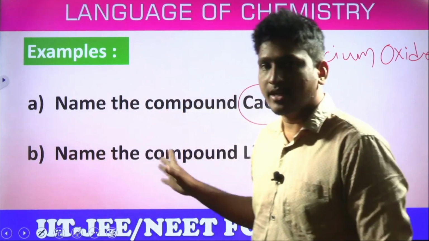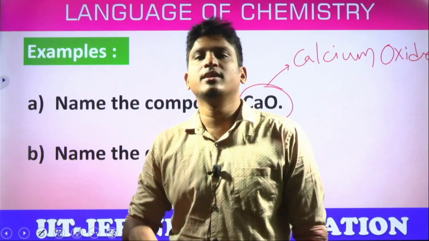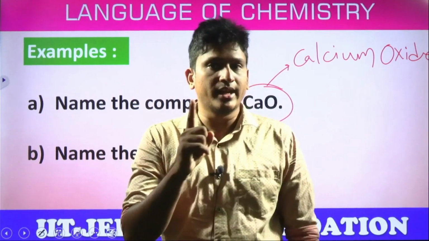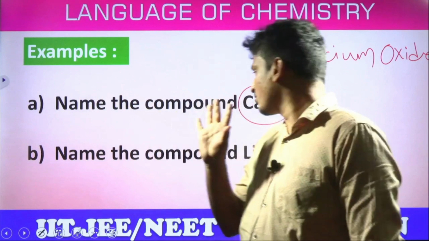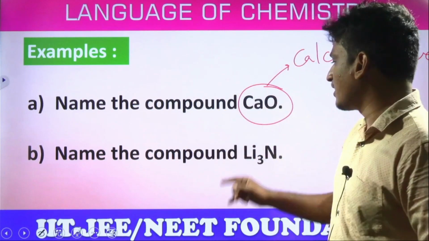Got the clarity? For binary ionic compounds, the metal name should be represented first, followed by the non-metal name, but the non-metal name should end with ide. That's it. That is the naming of these binary compounds. That's the only rule. Next, naming of the compound Li3N.